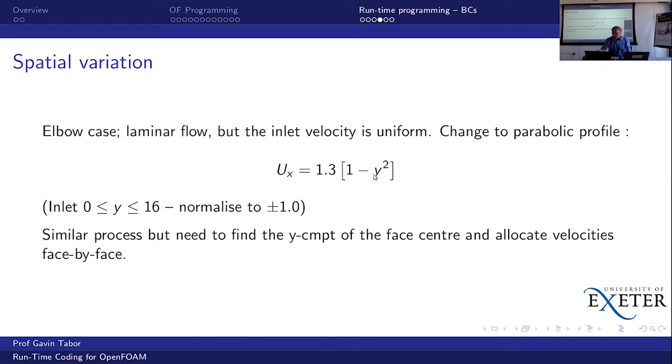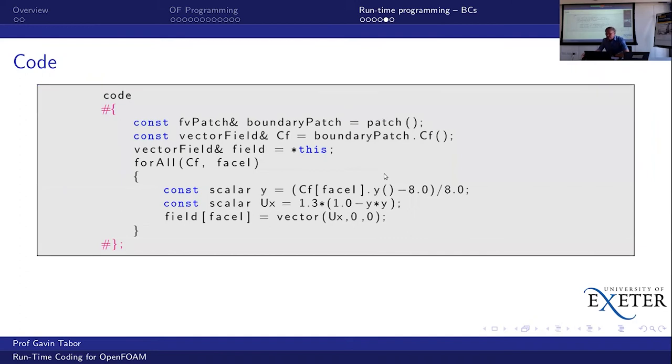So y is going from -1 to +1, and I picked this value to give us approximately the same inlet flow, volumetric flow, basically. So if I'm going to be setting up to calculate the inlet flow velocities, I'm going to need to find the y component of the face center and then allocate the velocities face by face now. So I'm going to need to loop around all of the faces in my patch. So same basic thing. I've just pulled out the code section here because I'm going to assume you know the rest of it here. And here's my code.